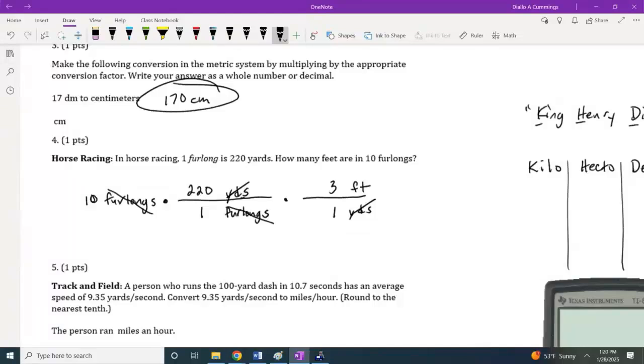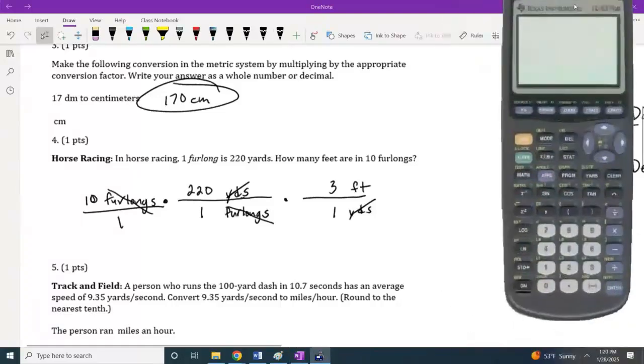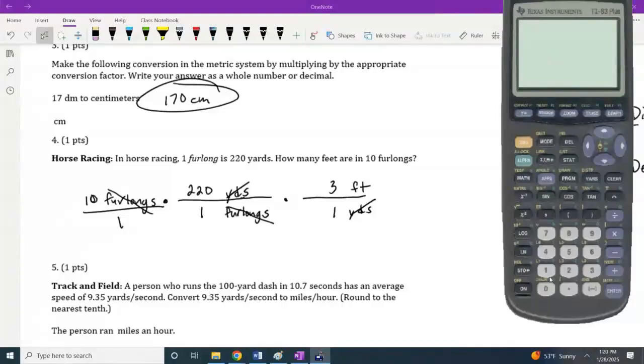So now that we have the right conversions, the unit is now in feet, right? So now I can just multiply all my numerators. Remember, we can put that 10 furlongs over 1. So if I multiply the top, 10 times 220 times 3, right? So we should have 10 times 220 times 3.